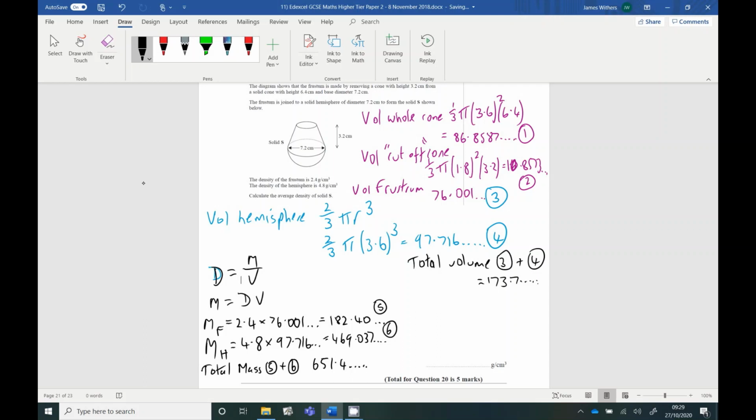So we can finally work out the average density, the density of the total object. That's going to be the mass of the total object divided by the volume of the total object. So that's 651.4 divided by 173.7, which gives me 3.749. So I'm going to do two significant figures, 3.75. Now the mark scheme allowed any answers between 3.7 and 3.8 because it was very easy to lose some accuracy as you worked your way through.